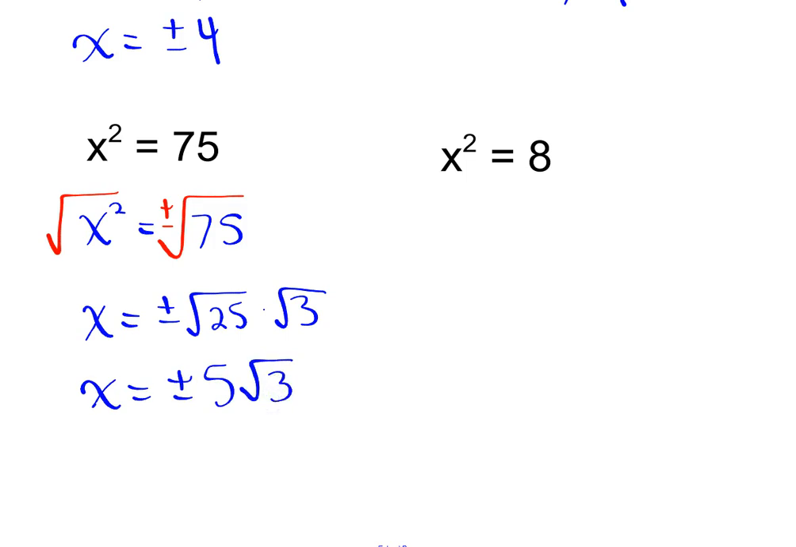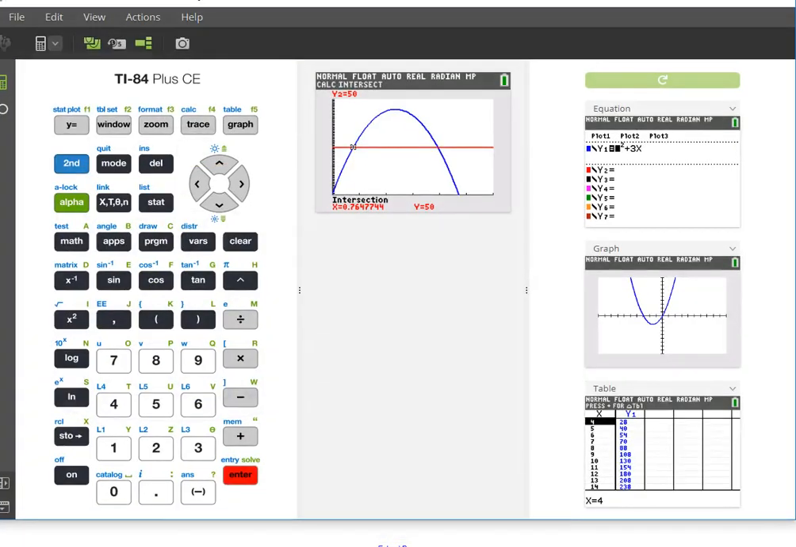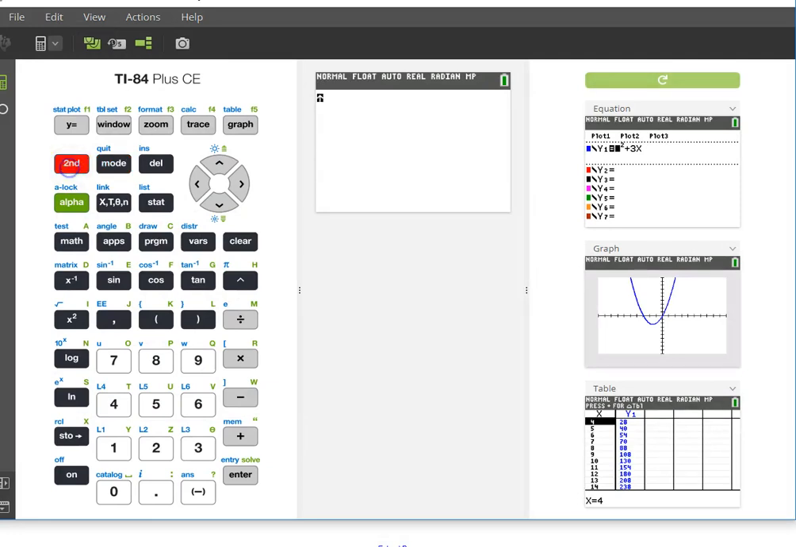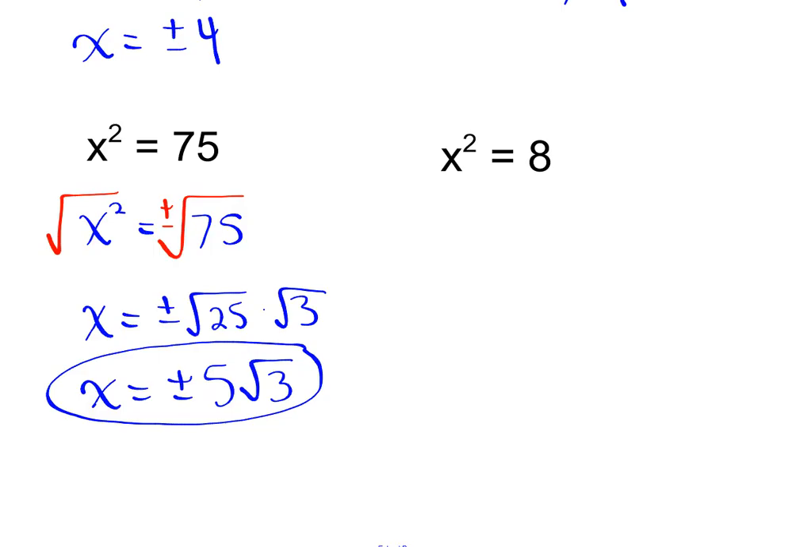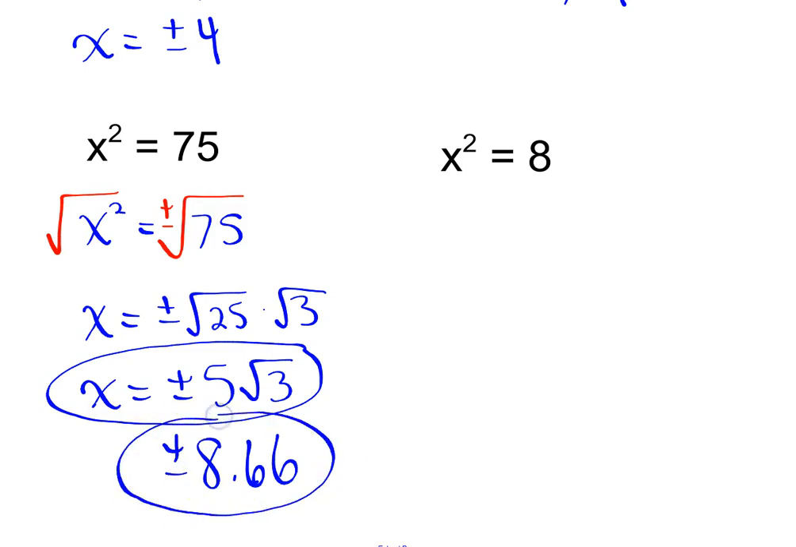Now it may be that what you want is a decimal value instead of a simplified radical. So this answer works fine, but it's also okay for us to go to our calculator and just type in the square root, so second square root of 75. We get this lovely decimal. Let's round to the hundredths place. Be sure that when you're working problems that you look to see what you're asked to round to. So we're going to say this is about 8.66, and we have the positive value and the negative value. So x is equal to plus or minus 8.66.